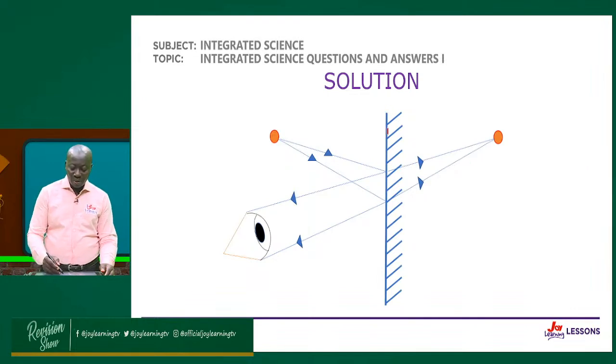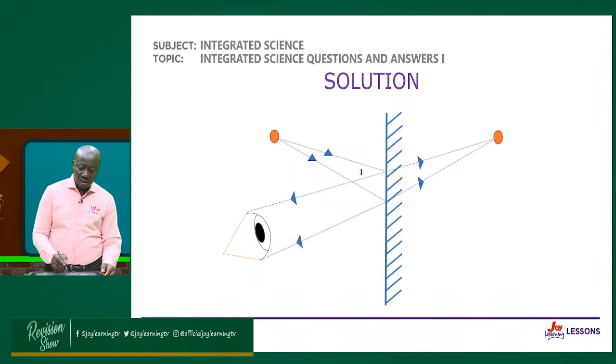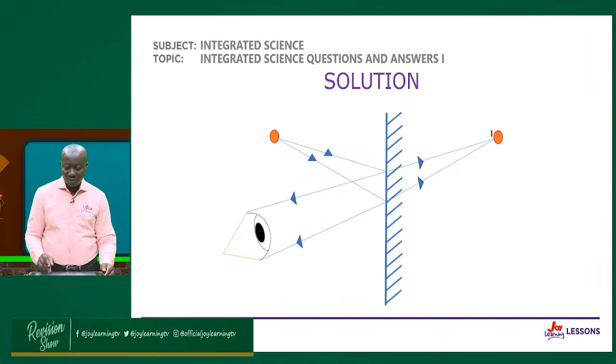So you need a plane mirror. The plane mirror is that straight line we have here. Mirrors are drawn using these side brushes to show that it's a mirror. And the point object will release rays which will strike the surface of the mirror at a given angle and reflect into the eye of whoever is observing, the observer. The observer sees the image inside the mirror at the same distance from the object.